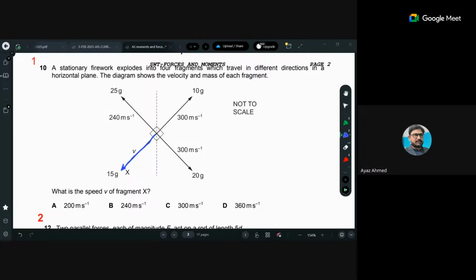300 gram part. So you can say that m into v is equal to 300 into 10. This is one way to solve that. Its mass is 15 grams, so it will be 300 into 10 divided by 15. So v will be equal to how much? 200, so it is 200 meters per second. Got it?